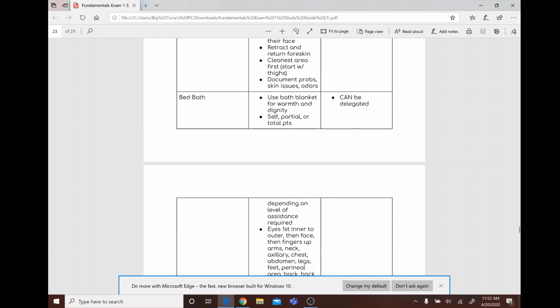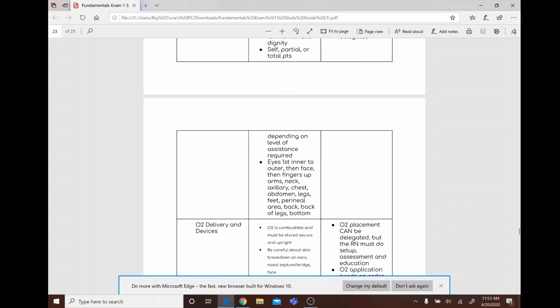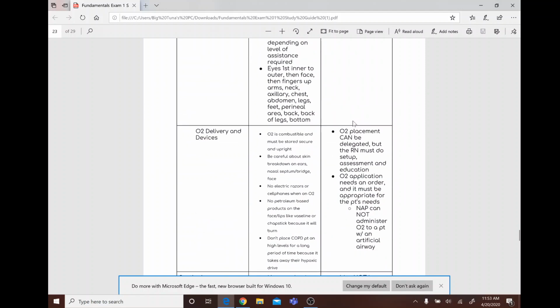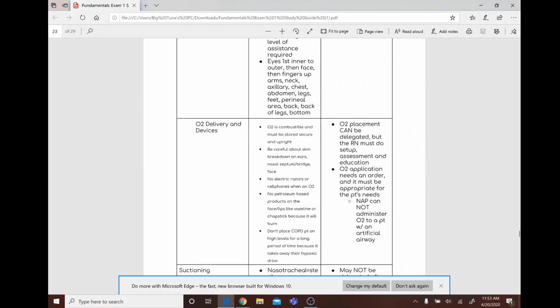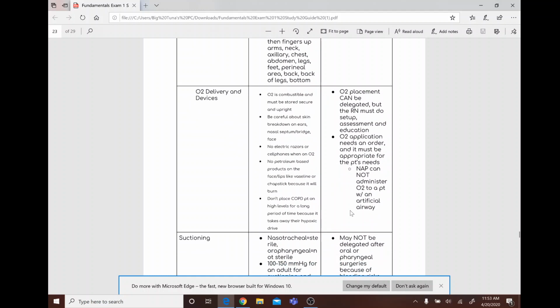All right, what's the order of doing a bed bath? Eyes first, inner to outer, then face, then fingers up the arms, neck, axillary, chest, abdomen, legs, feet, perineal area, back of legs, and bottom. This can be delegated. Why don't we place COPD patients on high levels of oxygen for a long time? It takes away their hypoxic drive.